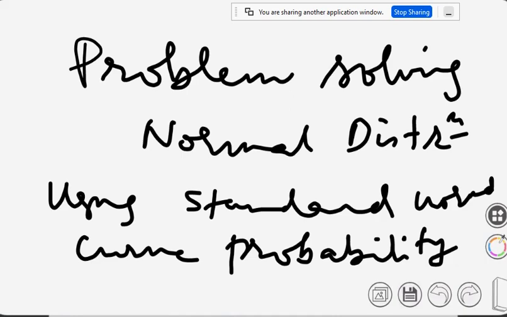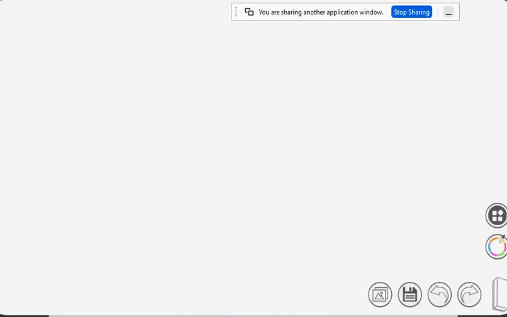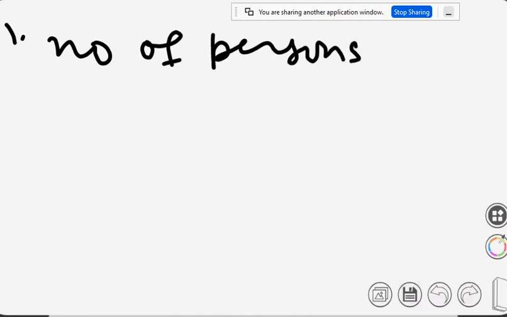This is a session on problem solving using normal distribution and standard normal curve. I have already provided you the problems. The first question, a practical question, is about the income of a group of 10,000 persons. So I'm trying to solve question number one. Number of persons, how many? 10,000.